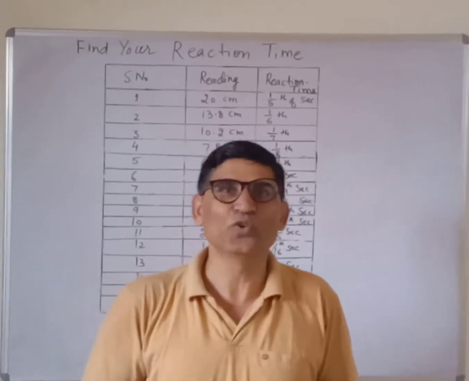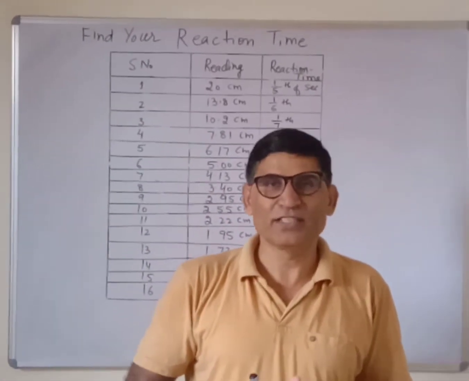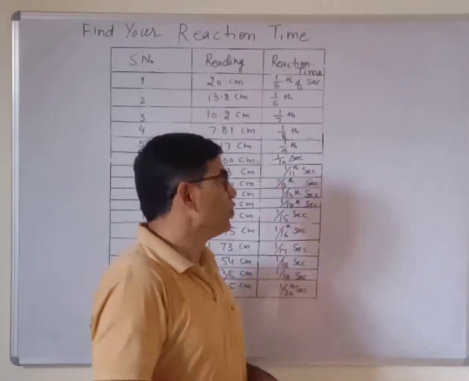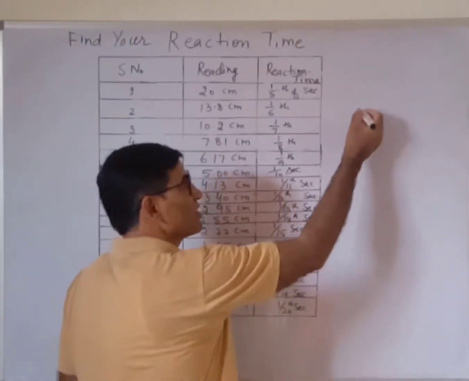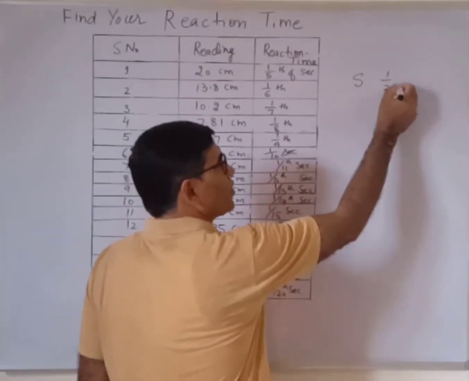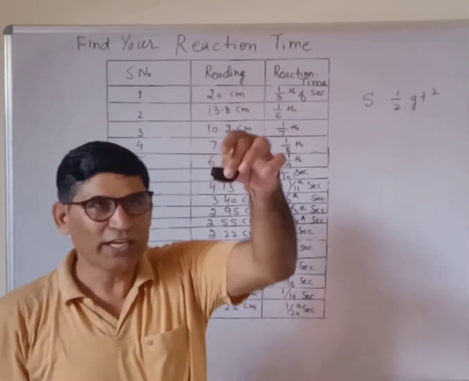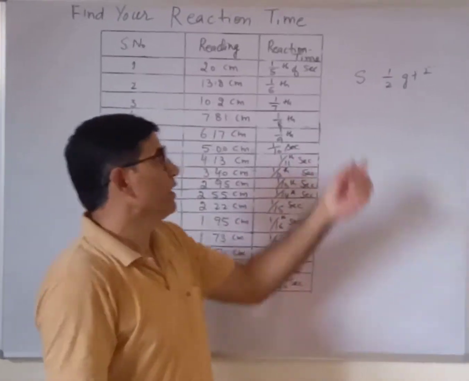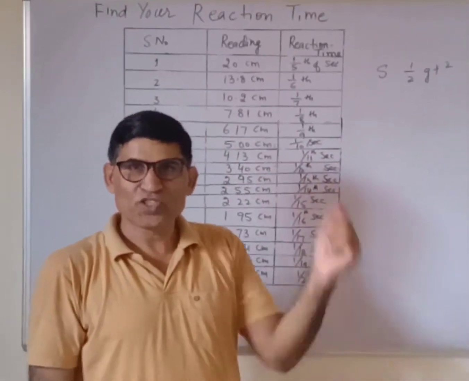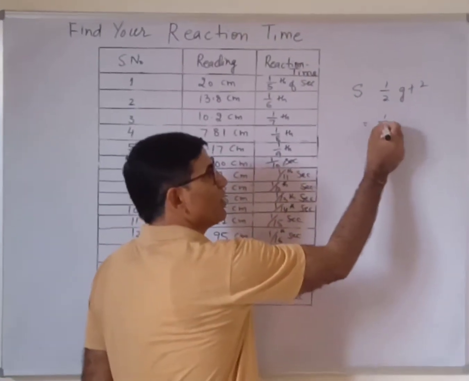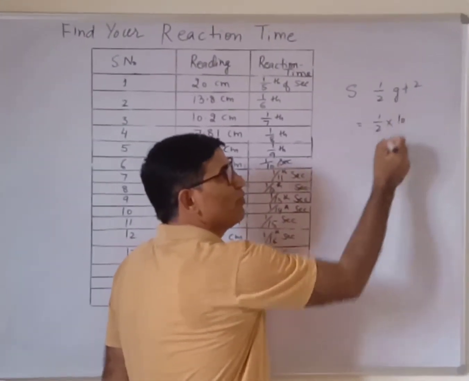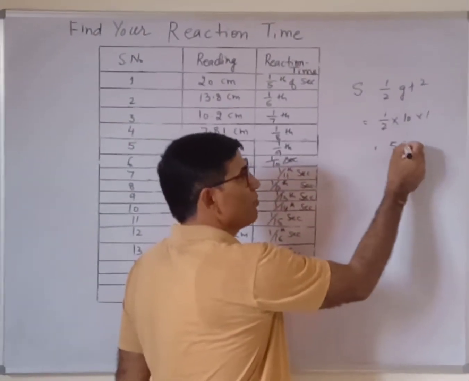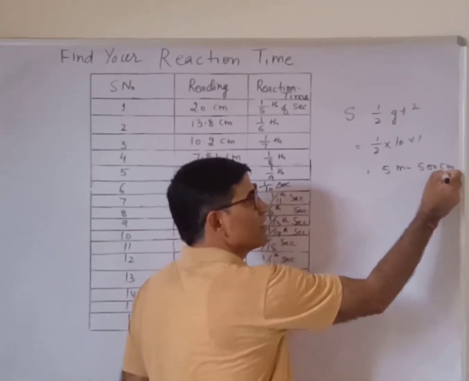I will explain the theory of how to calculate the reaction time, then practically we will find it. You know the second equation of motion: S is equal to half gt square. When we drop anything freely from a height, it accelerates due to gravity and the distance covered is half gt square. Suppose in 1 second, how much distance will it cover? g is nearly equal to 10. We take approximately 10, exactly it is 9.8. So the distance will be 5 meter, which I write as 500 centimeter.